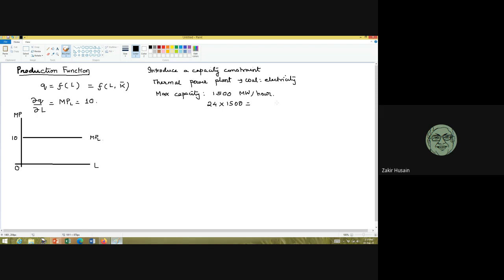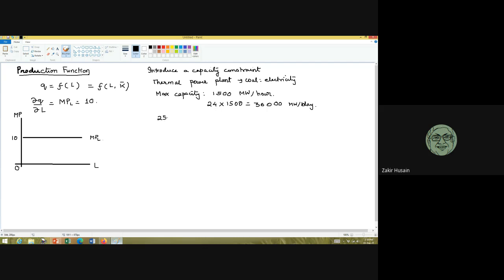24 into 150, so 2 zeros over here. We'll have 36,000 megawatts per hour. Sorry, per day. Okay, so given the size of the power plant, no matter how much coal you use, you cannot produce more than 36,000 megawatts per day. Okay.